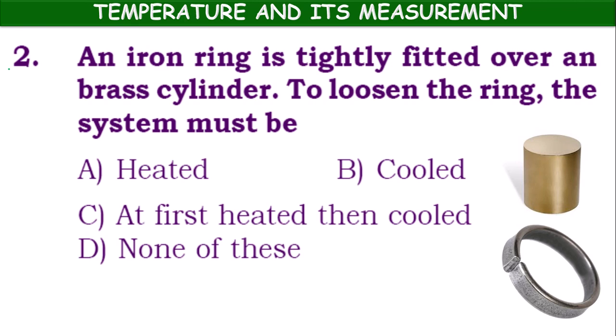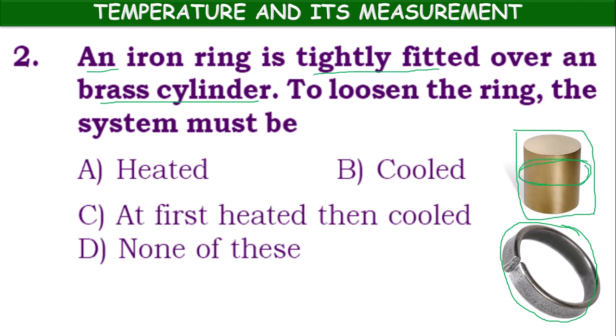Next, question number 2. An iron ring is tightly fitted over a brass cylinder. This is the brass cylinder, children. Around this brass cylinder, this iron ring is fitted tightly. Now, the question is, to loosen the ring, the system must be what?